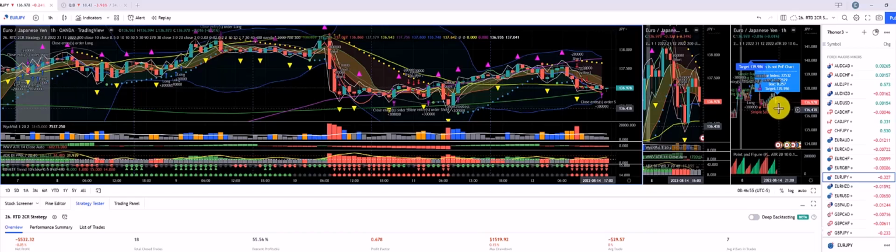Euro Japanese yen, we have a price target to the upside at 139.986. Price action above the dragon, then below, and back in the dragon. With that consolidation, affected the tactical picture at the 1 hour chart with a loss of $532.